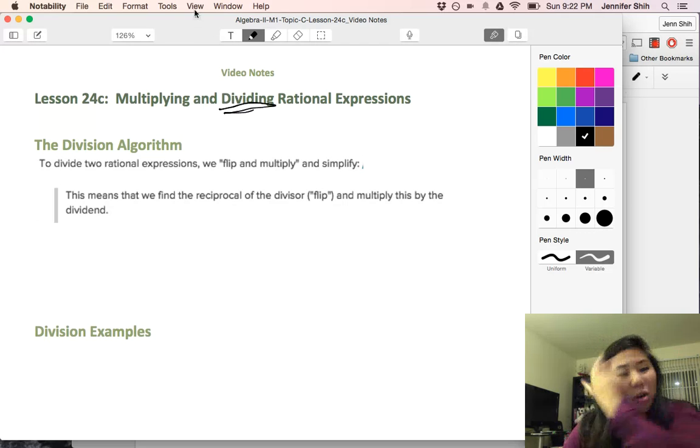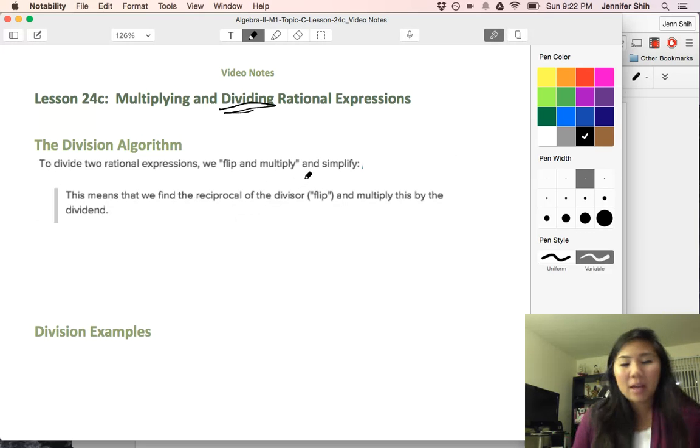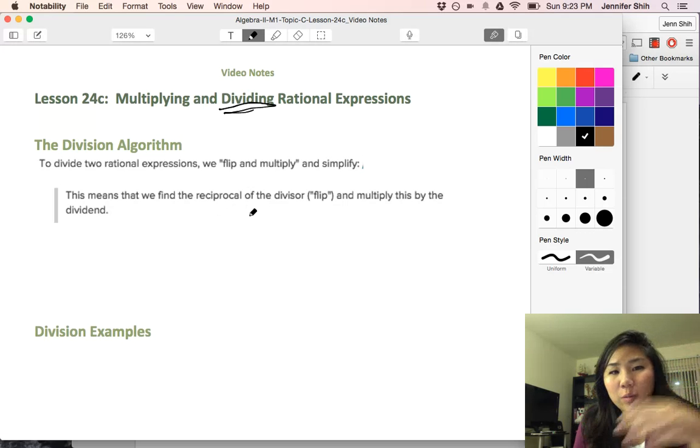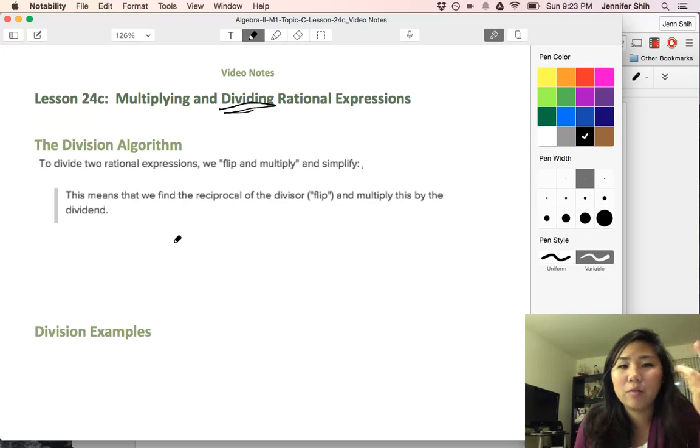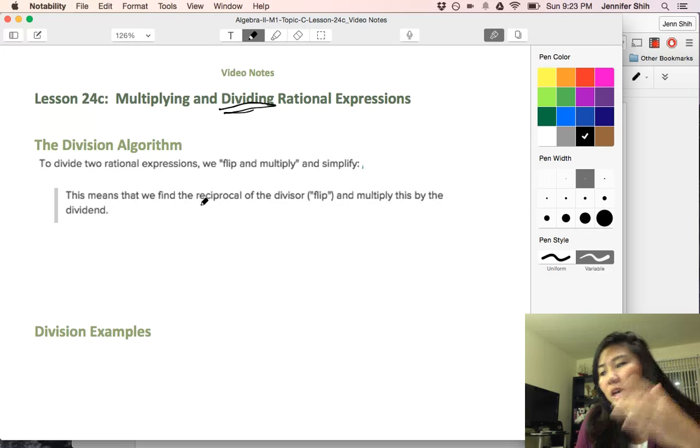The last two videos were on multiplying rational expressions, and now we're going to talk about dividing. To divide fractions, rational numbers, you learned an algorithm where you multiply by the reciprocal. So to divide two rational expressions, we flip, multiply, and simplify. If you're wondering where I got this definition of the process, it's from Khan Academy. This means we have to find the reciprocal of the divisor. That's what we flip, the reciprocal, and then multiply this by the dividend, our first fraction.